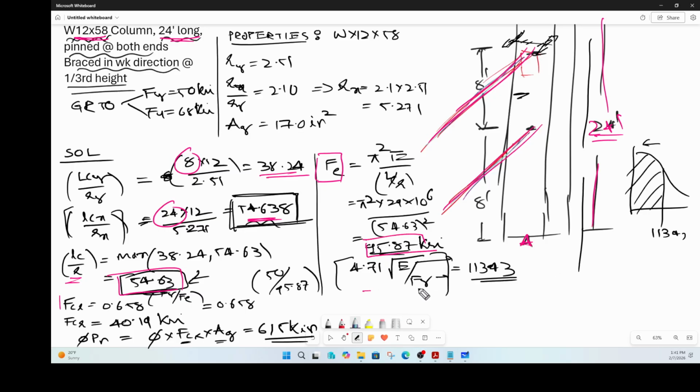You compare that with the limit, which is 113. You realize that you fall on this side of the curve, and then you use the equation of that portion of the curve, which is nothing but your 0.658 to the power Fy by Fe, times Fy. I think that is missing here. Once you do that, you'll get 40.19. That is your Fcr. How do you find your nominal strength? Strength reduction factor of 0.9, Fcr of 40.19, A gross of 17.10 inches squared, and you find out that your section is that strong.